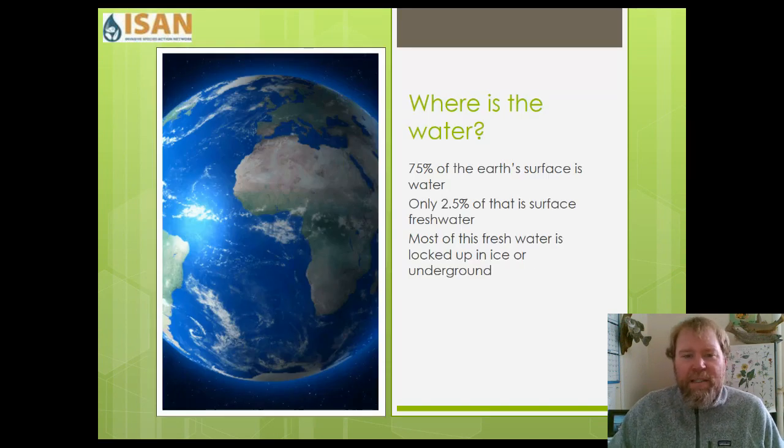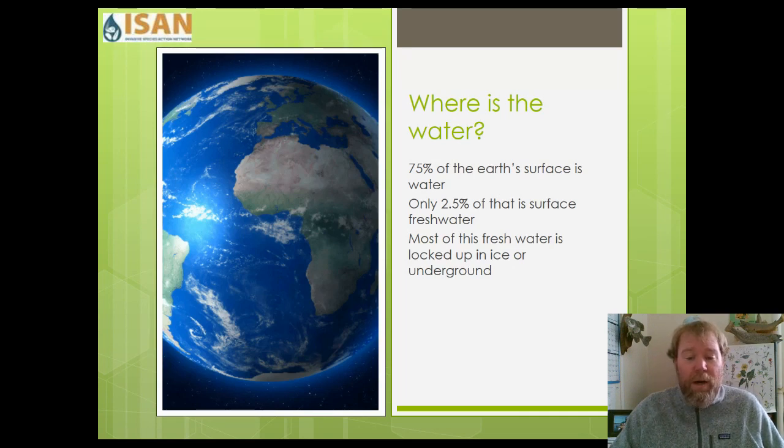So, the planet Earth, as it looks from outer space, looks blue. That's why they call it the blue planet sometimes. The reason it looks blue is because 75% of the Earth's surface is covered in water. Only about 2.5% of that is fresh water. So most of the blue that you see on the surface of the earth is salt water, like in oceans. The fresh water makes up a very small amount, 2.5%.